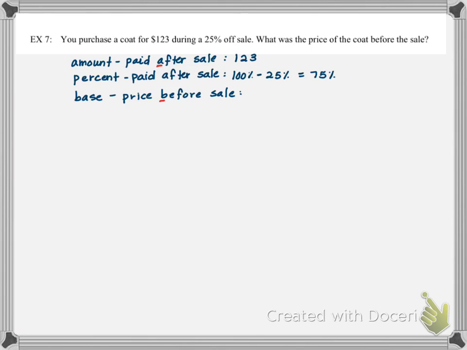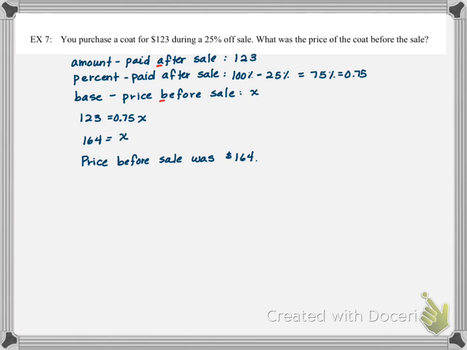And then the price before the sale, we don't know. So we have 123 is equal to 0.75 x. I think that was like 164. Is that right? Mm-hmm. And so the price before the sale was $164.